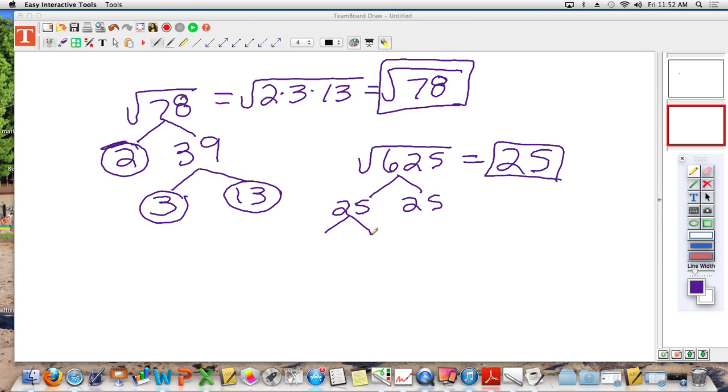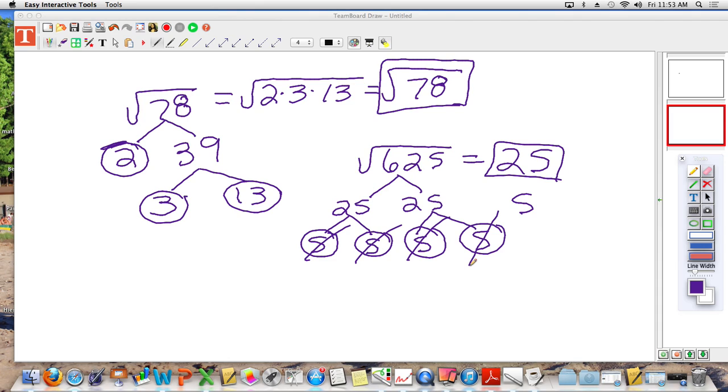25. What multiplies to give you 25? 5 and 5. Both prime, so I circle them. What about this 25? They're both 5. 5 and 5. I circle them. Every time you have a pair, you need to write it down once. So these two are a pair. So we write it down. These two are a pair. So we write it down. So we have 5 times 5 is equal to 25.